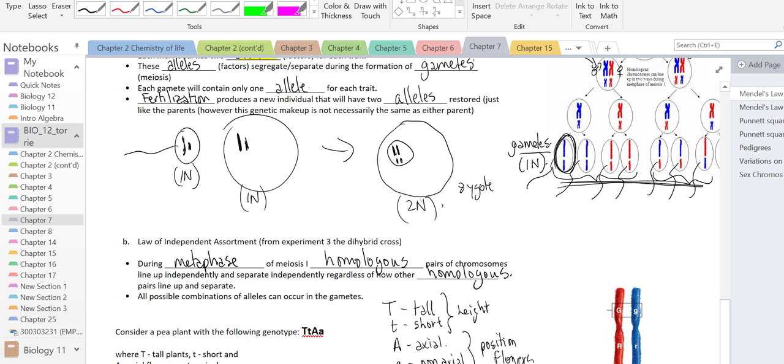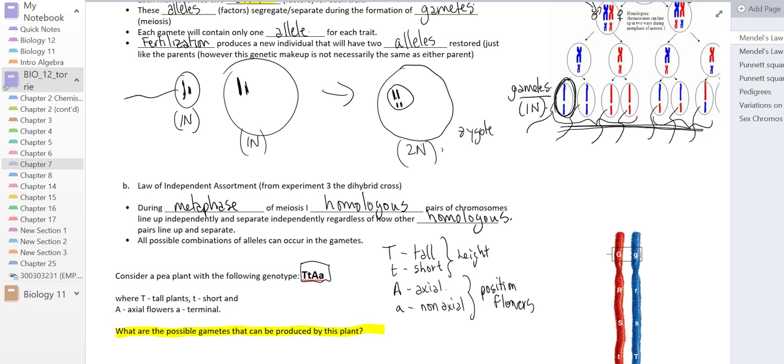So if we're talking about an individual that is heterozygous for those two traits, they're going to possess one of each allele. But what are the possible gametes that this individual could produce? I had to move my screen down, so I'm not sure what got cut off there. But down at the bottom, we have this question: what are the possible gametes that could be produced? If you want to pause the video and try and think of it on your own, and then start the video to see the answer.